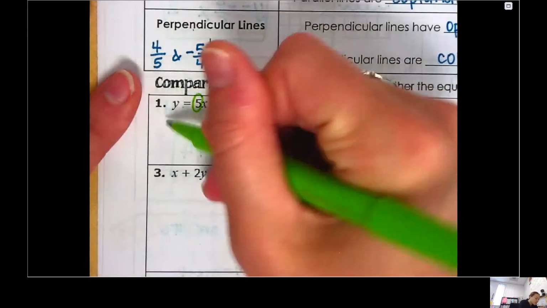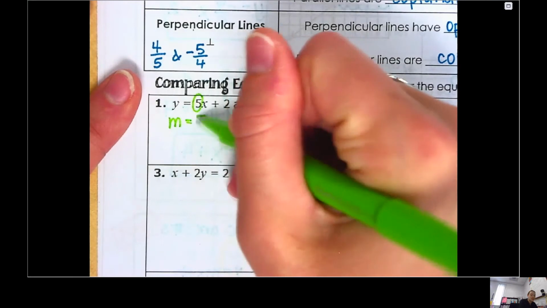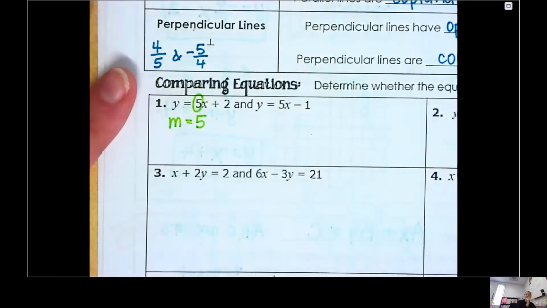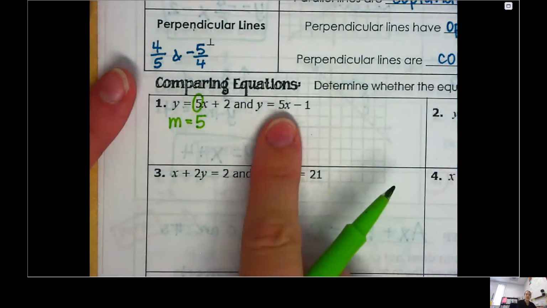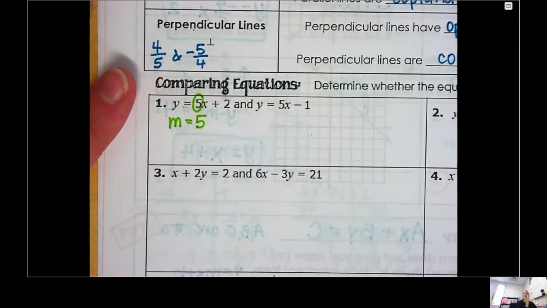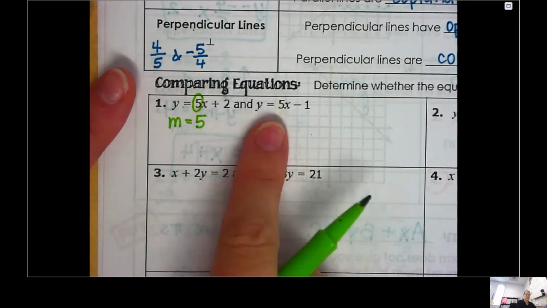Just the 5. Here's the slope. So my m value, my slope, is 5. What is your slope in the second equation? Y equals 5x minus 1. Here's your second equation. What's the slope?